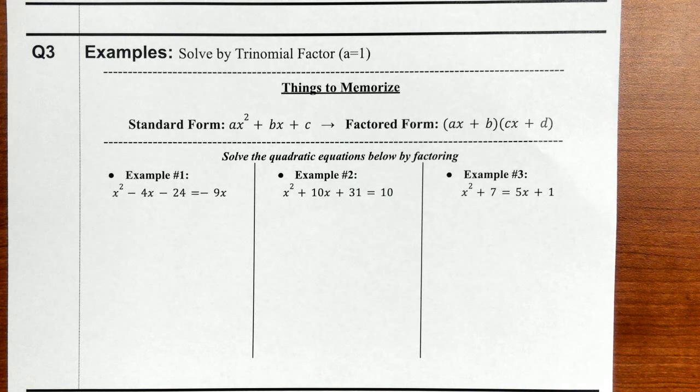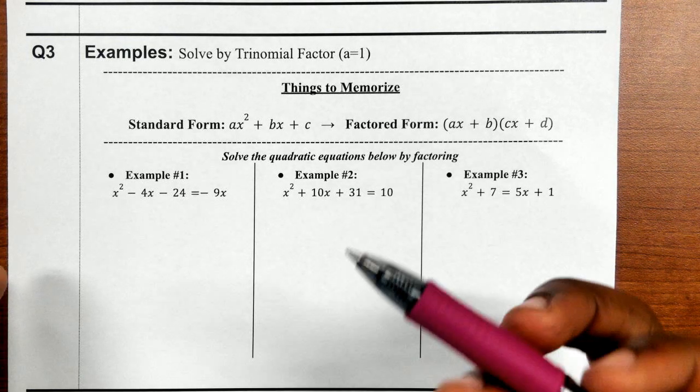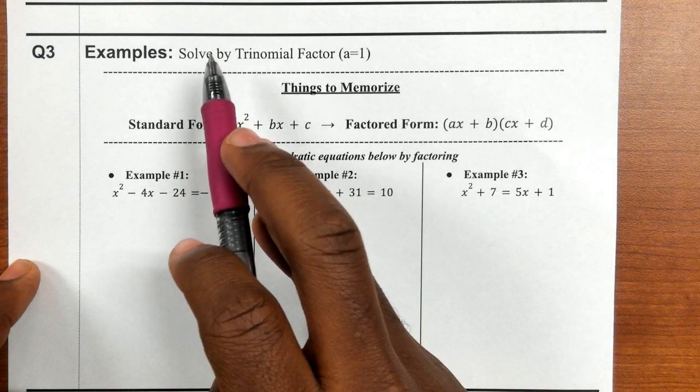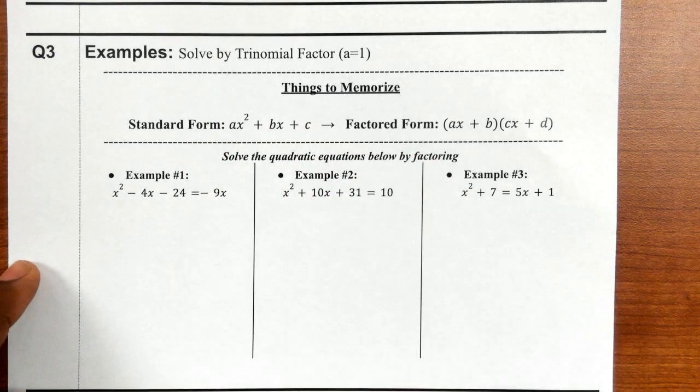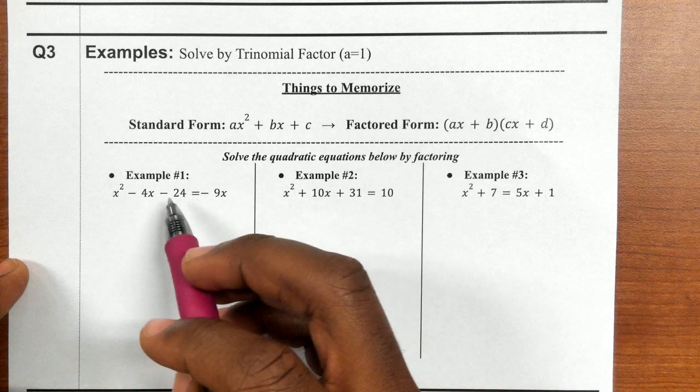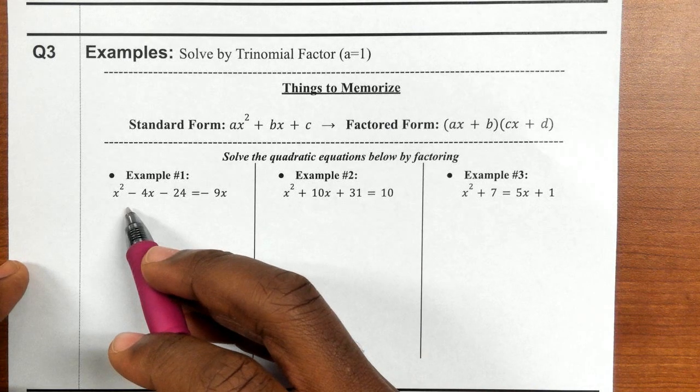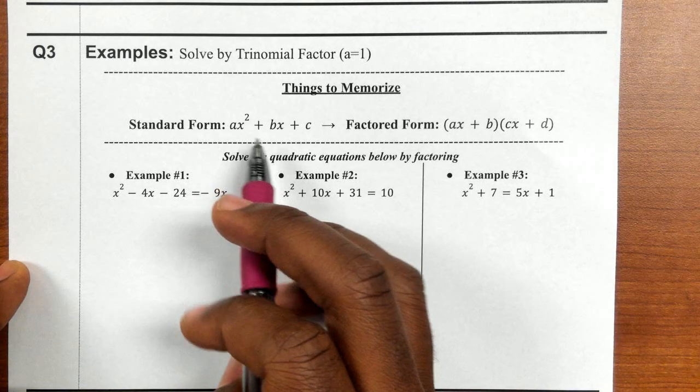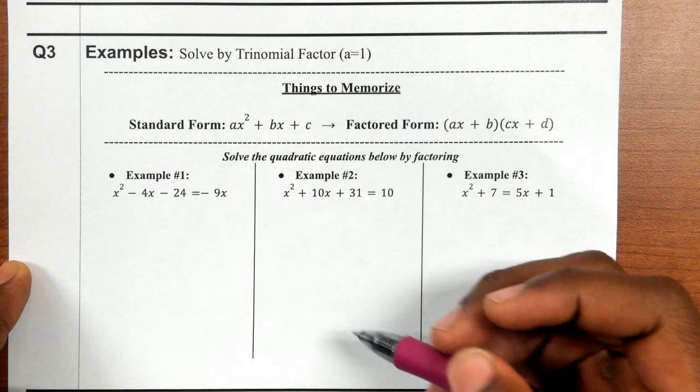Unit 6, question number 3. All right. So question number 3 wants us to solve by trinomial factoring. What we need to do, guys, is to move everything to the left side so that we can have it in the general form or the standard form for a quadratic.